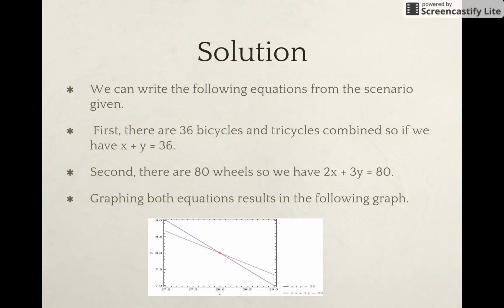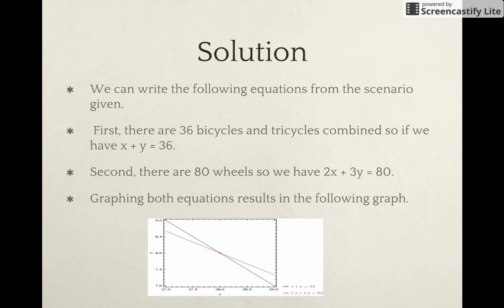Since we know that there are 36 bicycles and tricycles combined, if we let x equal the number of bicycles and y equal the number of tricycles, then we have the equation x plus y equals 36. The second requirement is that there are 80 wheels in total. Each bicycle would have 2 wheels, and each tricycle would have 3 wheels. So we have the equation 2x plus 3y equals 80. This forms a system of equations because both of these equations must be satisfied.